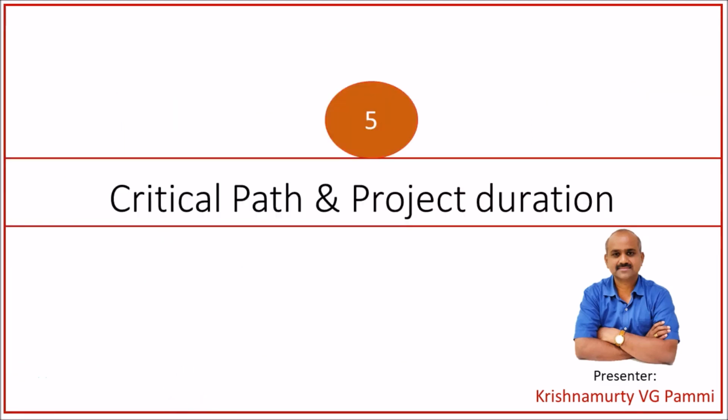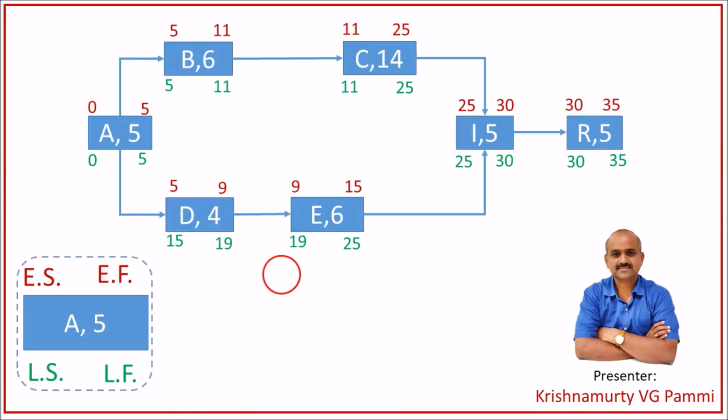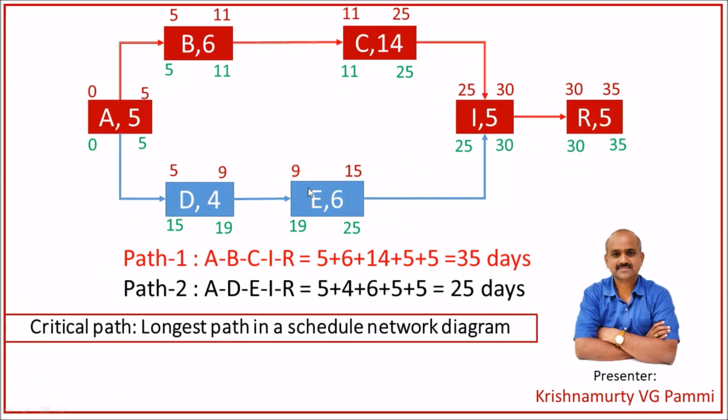Let us understand how to calculate critical path and project duration for our example. Now, using the representation early start, early finish, late start, late finish for an activity, we have all these attributes listed for the activities mentioned here. Now, in our activity network flow diagram, we have two paths. One is path 1, A, B, C, I and R. Another is path 2, A, D, E, I and R.